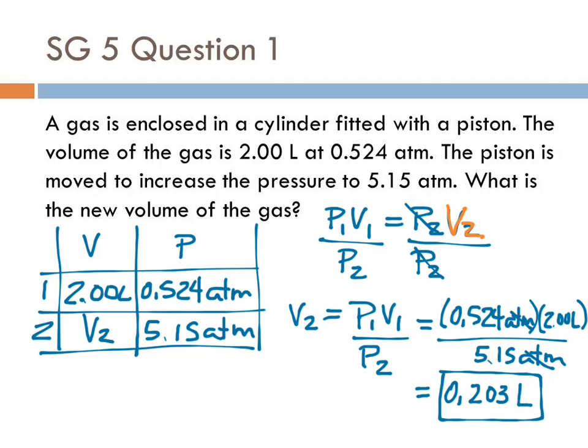And then it's a good idea to ask yourself, is it reasonable? Does it make sense? So what happened here? We increased the pressure, right? And when we increase the pressure, we expect the volume to get smaller, and it did. And so that's reassuring. It's not proof that it's correct, but it's reassuring. So now you guys do the next 2 questions.